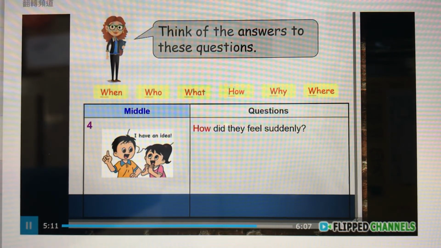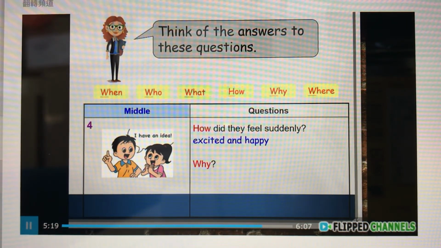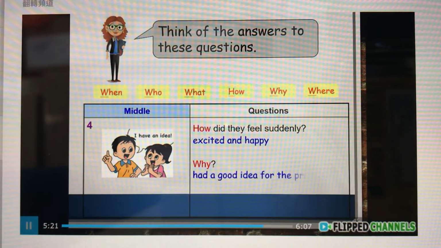Picture 4. How did they feel suddenly? Why? They felt excited and happy. You can see from the picture. Because they had a good idea for the present.